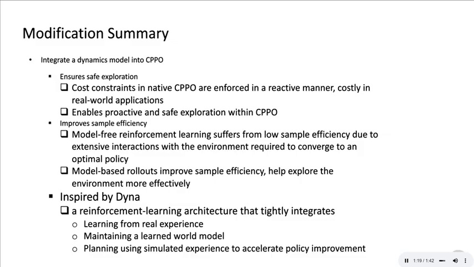Also note that our approach is inspired by Dyna, which is a reinforcement learning architecture that tightly integrates acting, learning from real experience, maintaining a learned world model, and planning using simulated experience to accelerate policy improvement.